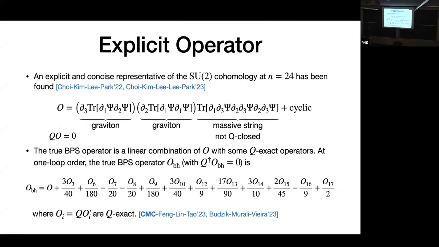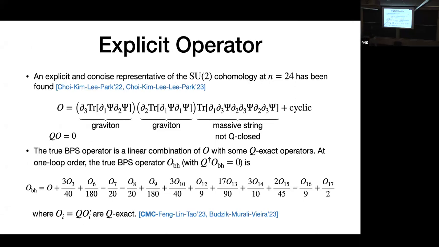And you may wonder what the representative looks like. Last year, Ying and I did some brute force construction of local cohomologies, and the representative we found was very complicated. But 2 weeks later, the Korean group actually found a very concise and explicit representative for the same cohomology class, and it takes this form, and it's a triple trace.